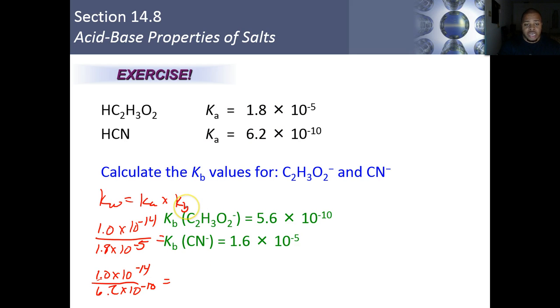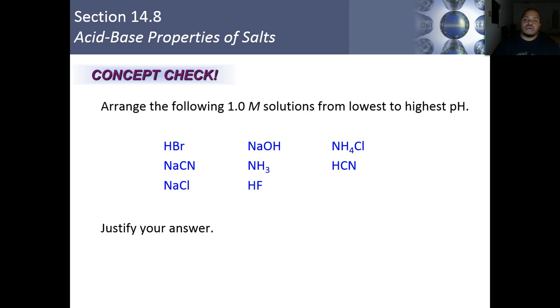It's the other way for the cyanide ion. If I look at the cyanide ion, the Ka value is much smaller, meaning that it's going to be slightly basic on the other side. Now, if you wanted to take the time to look at this, we want to arrange these from lowest to highest pH.